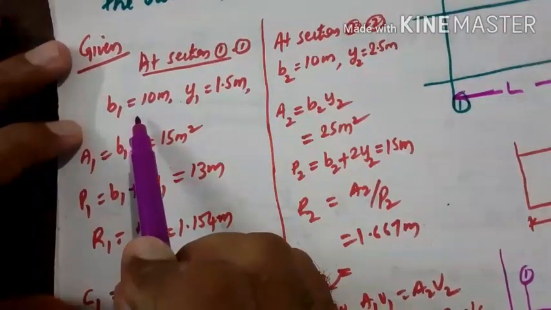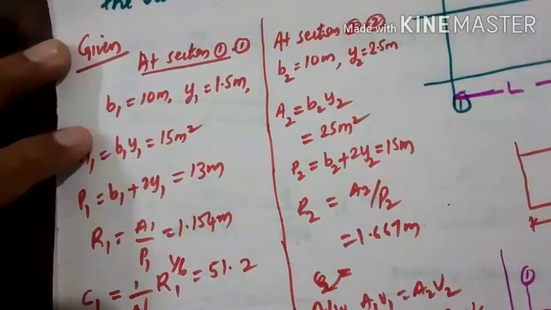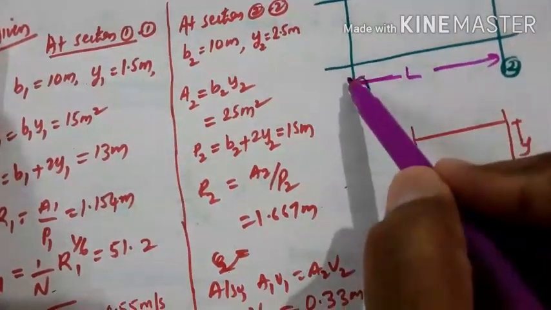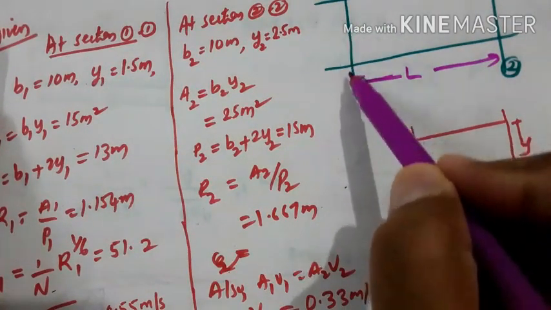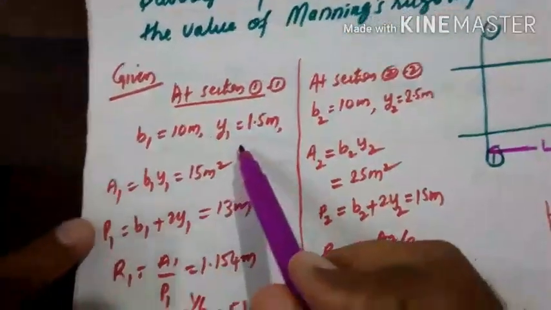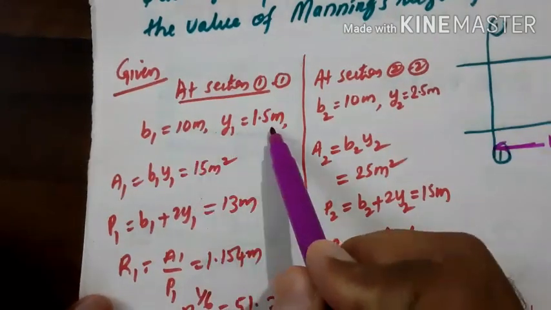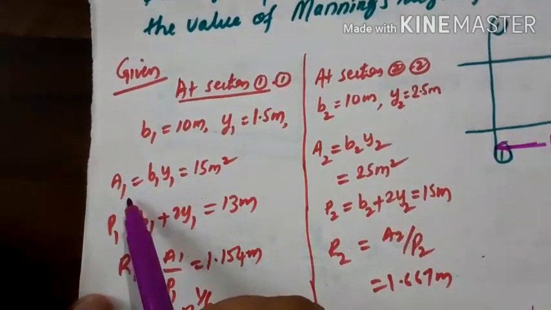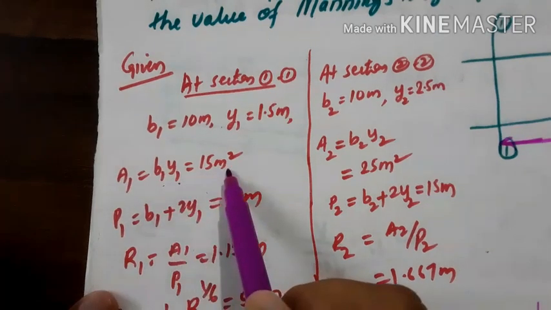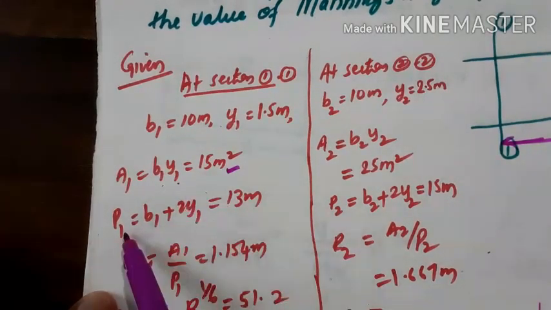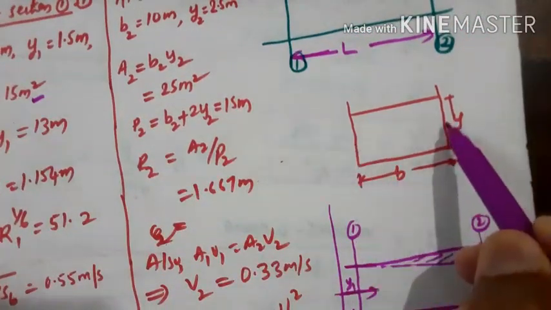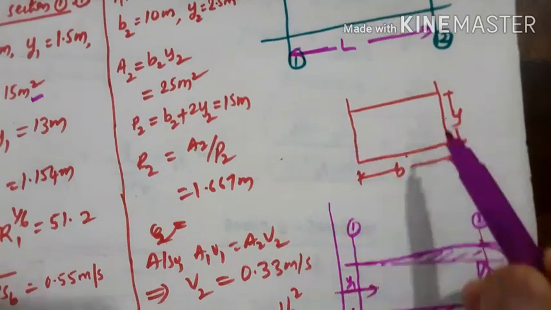At section 1-1, the width of the channel is given, that is b. When we consider section 1-1, the width will be b1, and the depth of water at section 1-1 will be y1. At section 1-1, b1 is 10 meter and y1 will be 1.5 meter. Then a1, the area of flow, b1 into y1, we get as 15 square meter. Corresponding wetted perimeter will be this plus this plus this, that is b plus 2y.